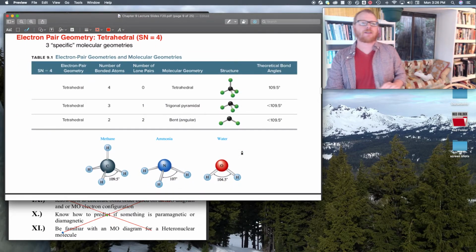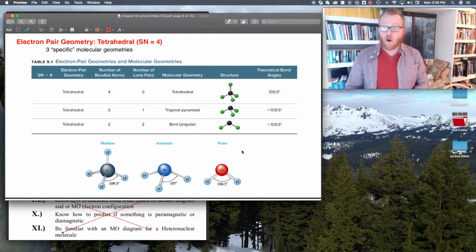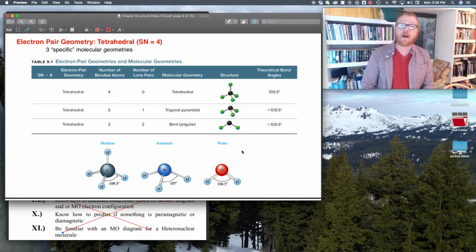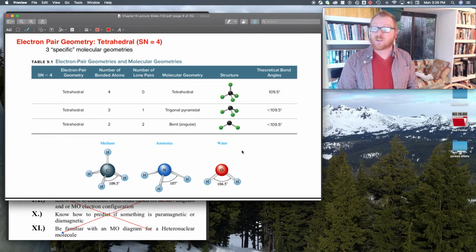Okay? I think I have a summary of that. Yes, I have a nice summary of that right here. So the tetrahedral geometry, which is, I would say, by far the most common geometry we'll see in chemistry, can be given by the following. Look, 4, 0, 3, 1, and 2, 2. So 4 atoms with 0 lone pairs, 3 atoms with 1 lone pair, and 2 atoms with 2 lone pairs. That's how we get those pairwise options, okay?